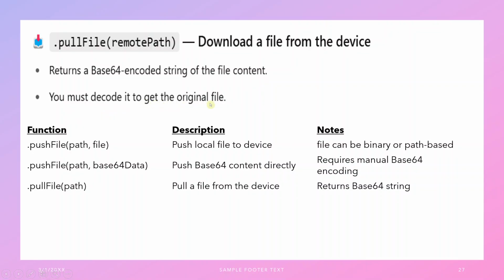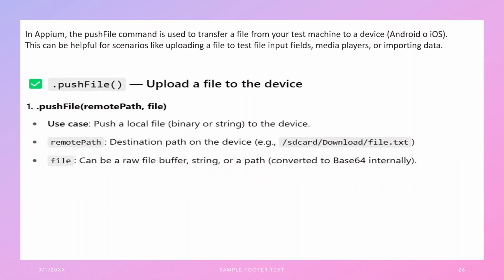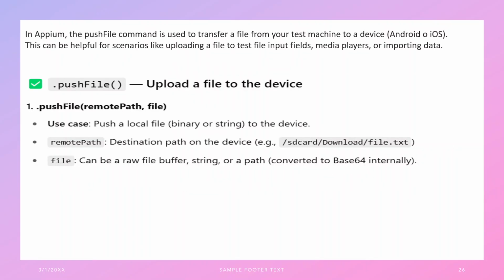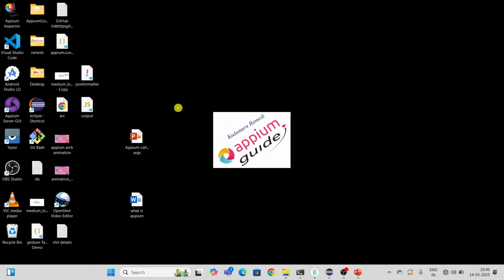Means if I use this pull file, I can download a file from the device, but before using the image I need to decode it to the original file. So all these things we can see in this video. I will write the code to push the file and pull the file. Okay, so let's start. The first part is push file.